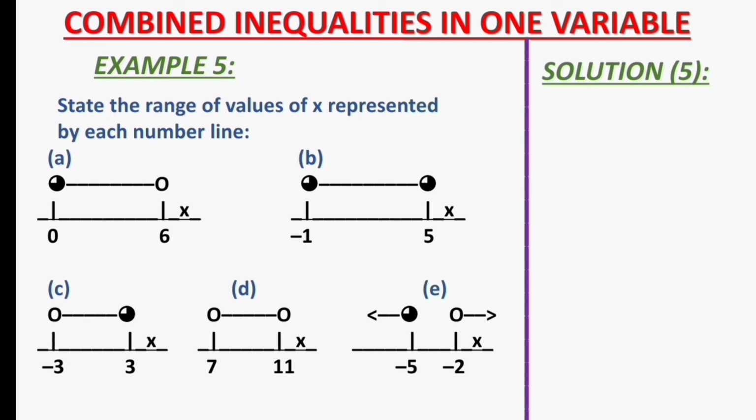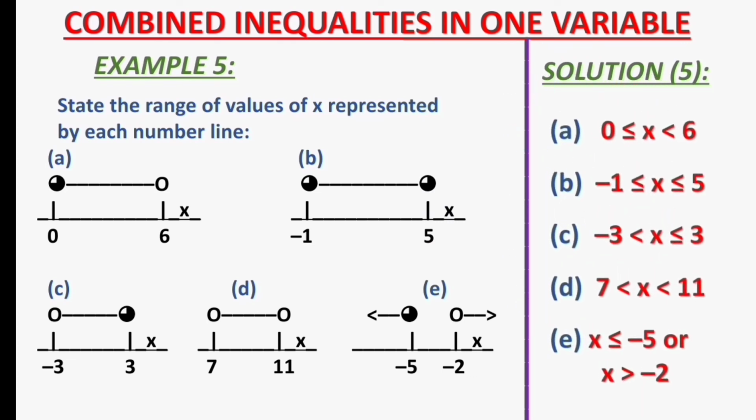Here are the solutions to example 5. In stating the range of values of x represented by each number line, let's see the solution to question 5. The inequality in question A is 0 is less than or equal to x is less than 6. The inequality in question B is minus 1 is less than or equal to x is less than or equal to 5. The inequality in question C is minus 3 is less than x is less than or equal to 3. The inequality in question D is 7 is less than x is less than 11.